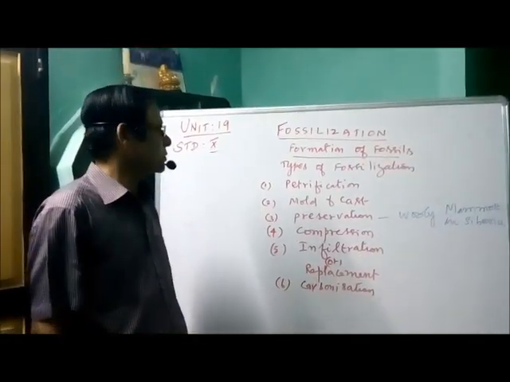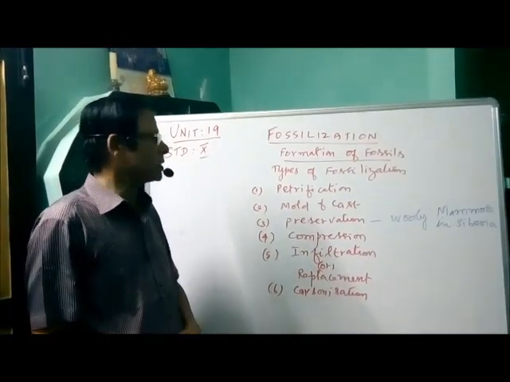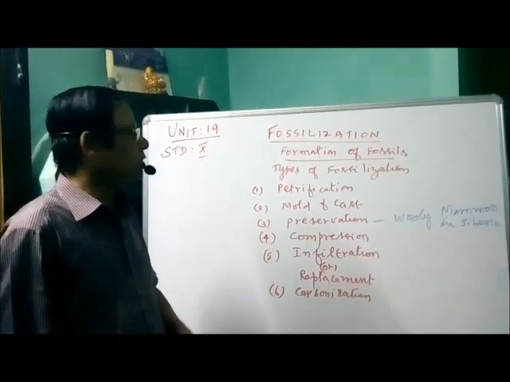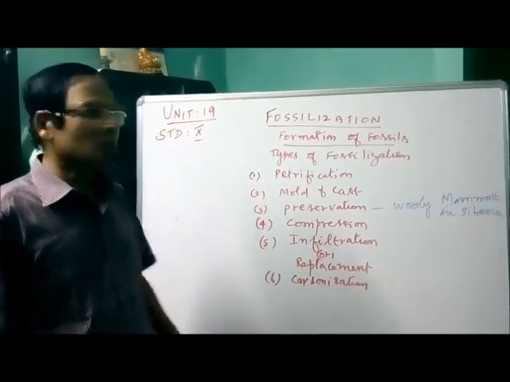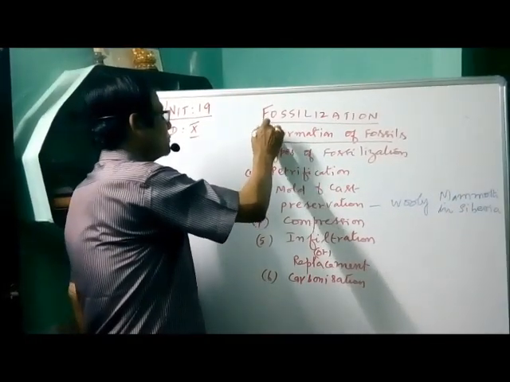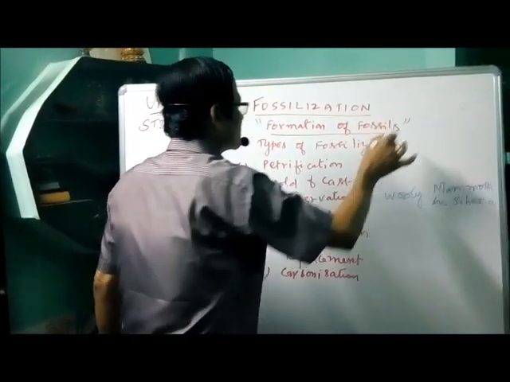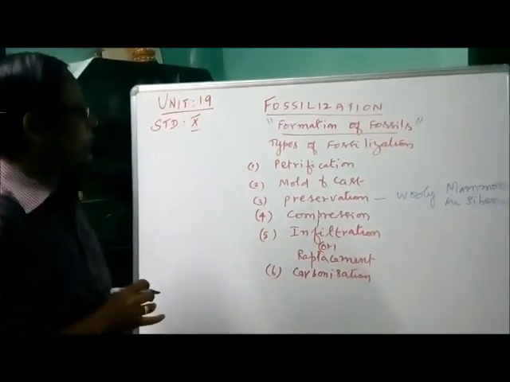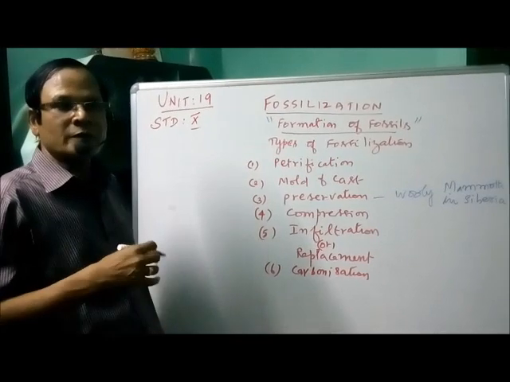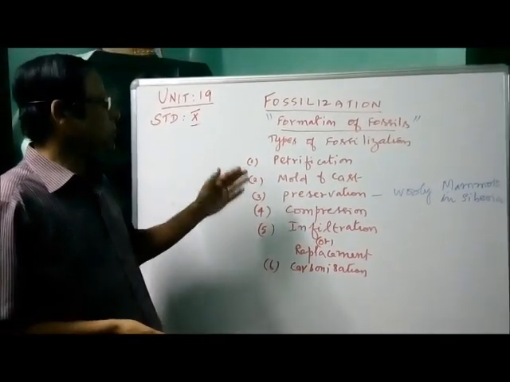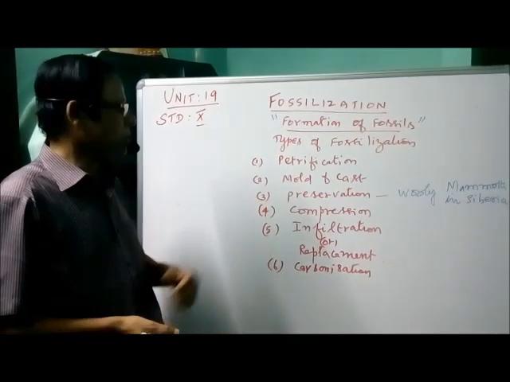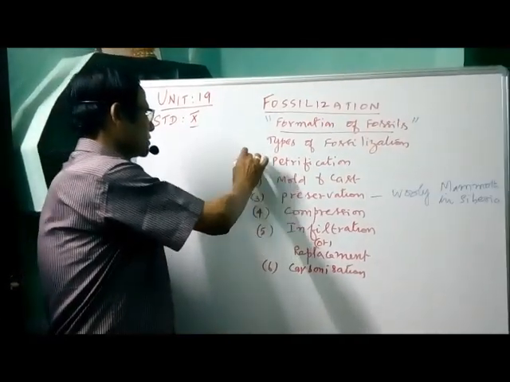Hi students, we have to go for another aspect of evolution. What is fossilization? The process of formation of fossils is called fossilization. We have different methods that are adapted for fossilization. What are the types of fossilization, the methods? One, petrification.